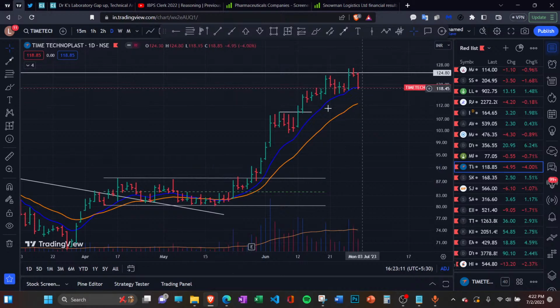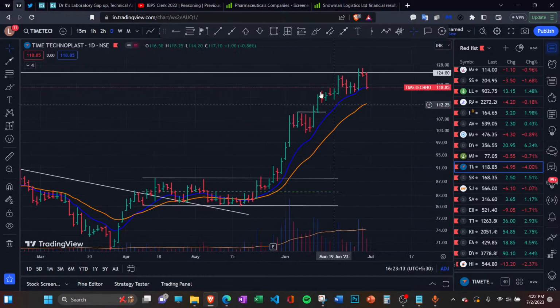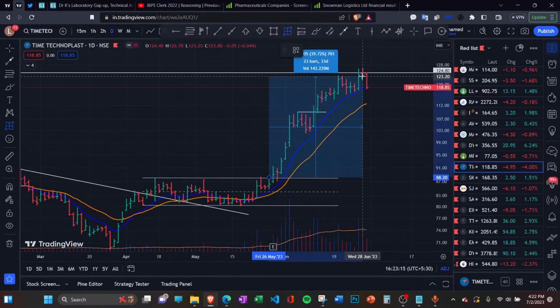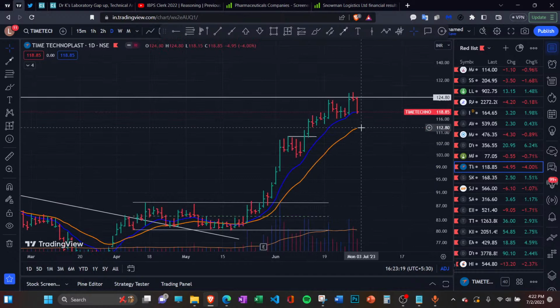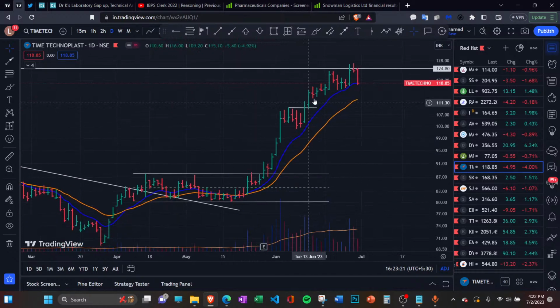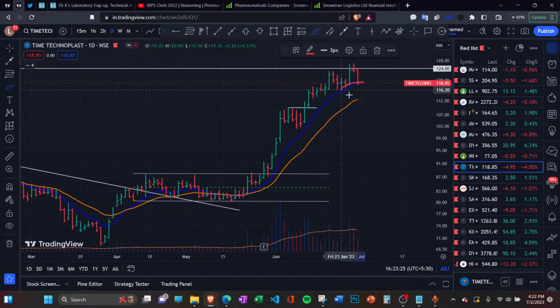This is the point where it's breaking its 10-day moving average. Full disclaimer, I have already exited this particular trade. It gave a good 40% move. After the 40% move, this is the point where it's breaking its trend moving average. I found a better opportunity, so I shifted, but the structure is still intact. You can't always exit at the top.